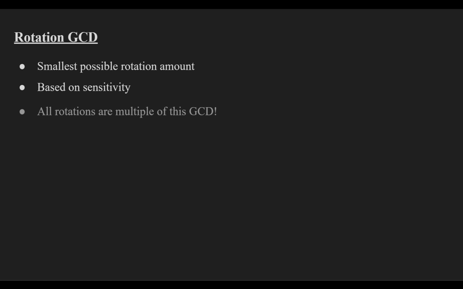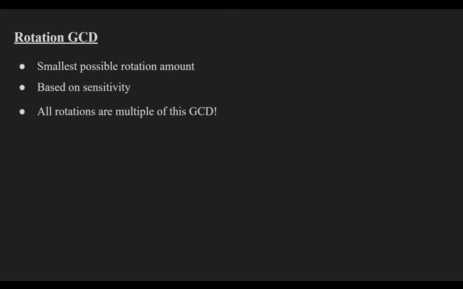The length of one cell of this grid is called the rotation GCD, which represents the smallest possible amount that a player can rotate. It's calculated based on the player's sensitivity, being higher when the player's sensitivity is higher and vice versa. The important point for this video is that all rotations the player makes must be a multiple of this GCD value.